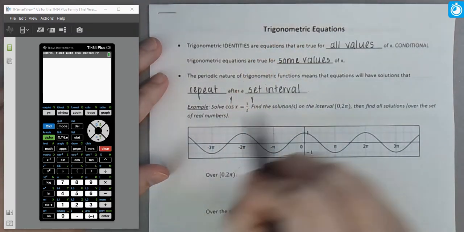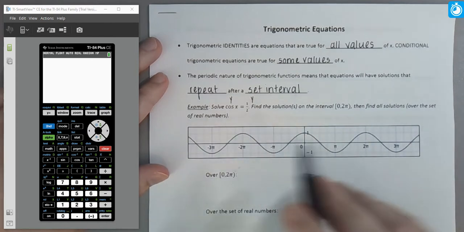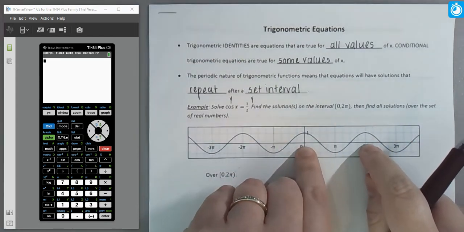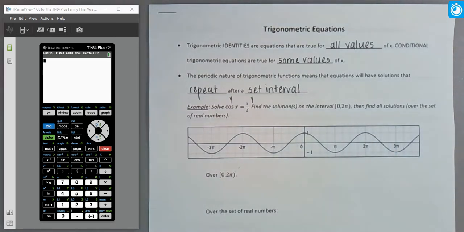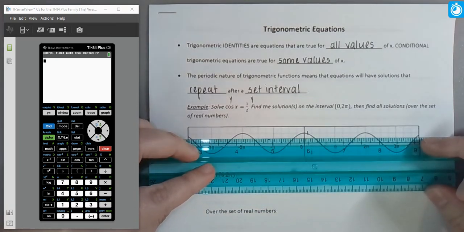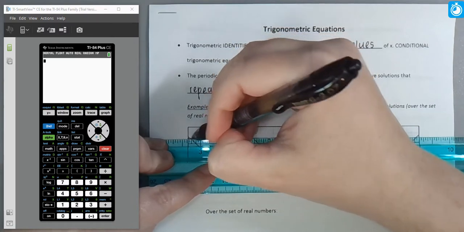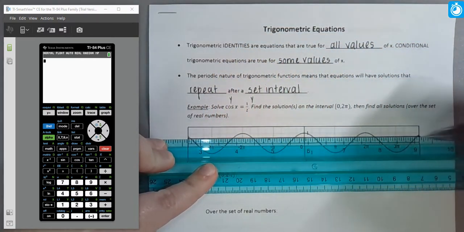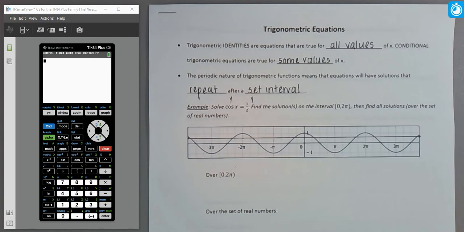So if we were to graph the function cosine x, it would look like this. This would be our single period right here from 0 to 2 pi. A graphical way to think of an equation like this is to think of the graph of cosine x intersecting the graph of y is equal to 1/2. So that would be the horizontal line that passes through y equals 1/2. It would look something like that. So solutions for this equation are going to be represented by any location where those two graphs intersect.